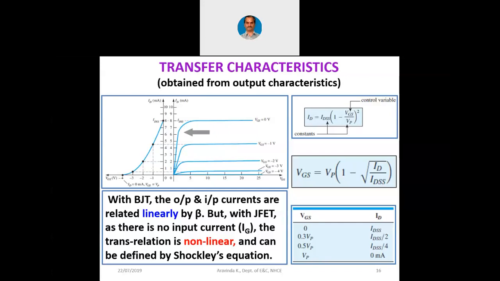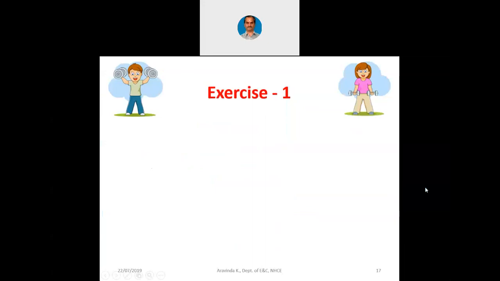These characteristics are going to help us in future in arriving at the quiescent point for the JFET. As I have told you, we don't have beta here, so later on we will have to go for a graphical method of obtaining the quiescent point. For that purpose, these points are going to help us. Let me go to the next slide.